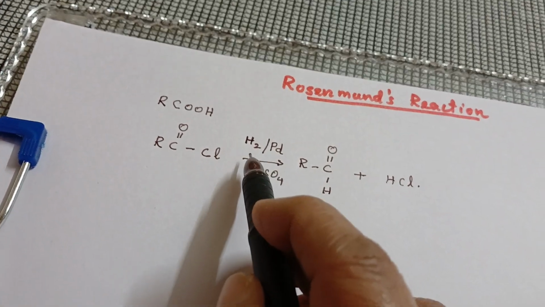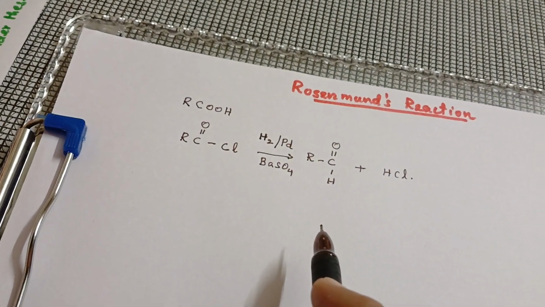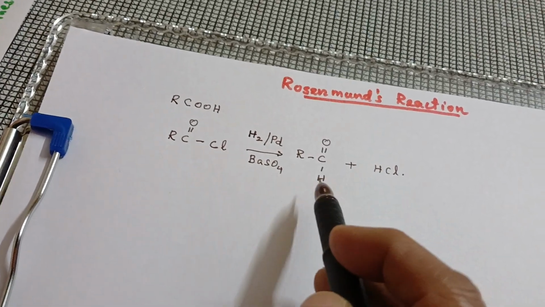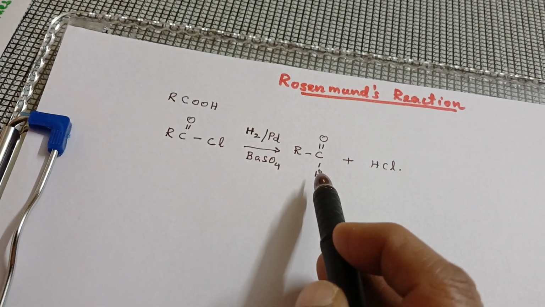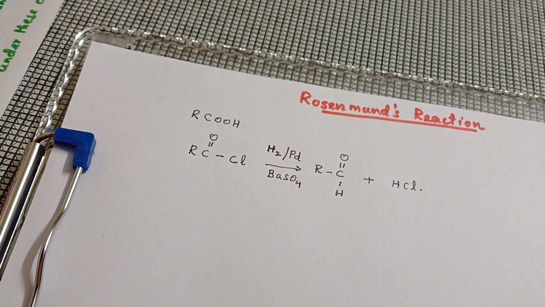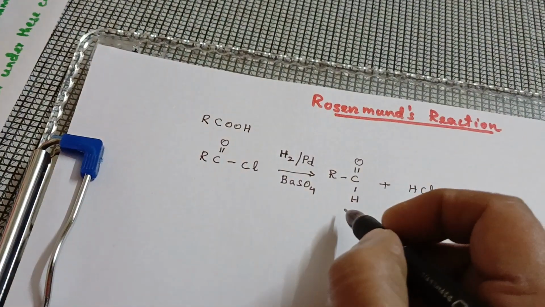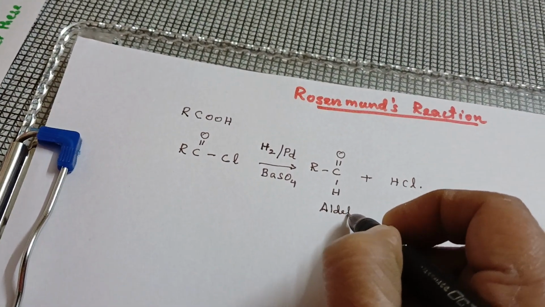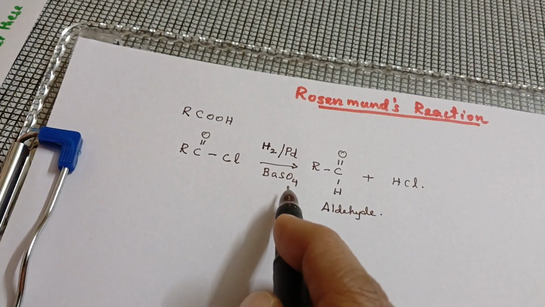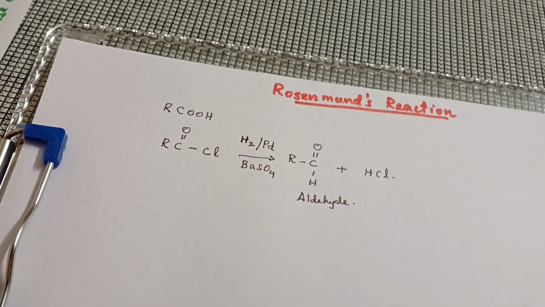So here hydrogen is adsorbed on the surface of palladium. And if you are not using barium sulfate, this reaction product will not be aldehyde, but you will be getting an alcohol. It will undergo further reduction and you will be getting an alcohol. Here you are getting an aldehyde because you are using barium sulfate as a retard. That is, it is retarding the reaction.